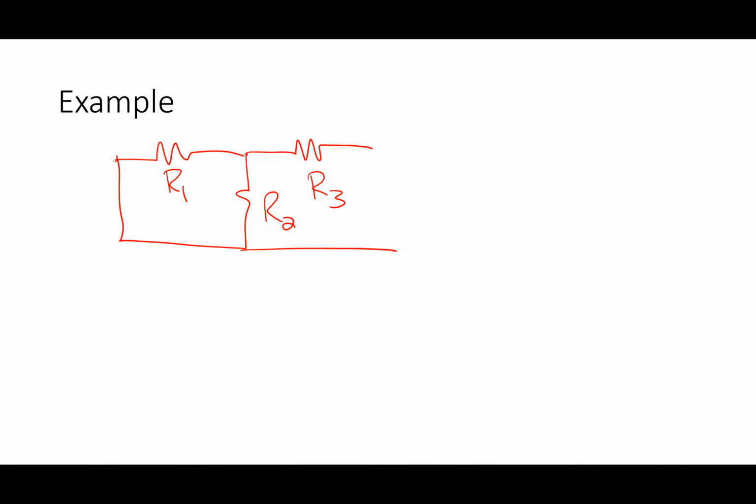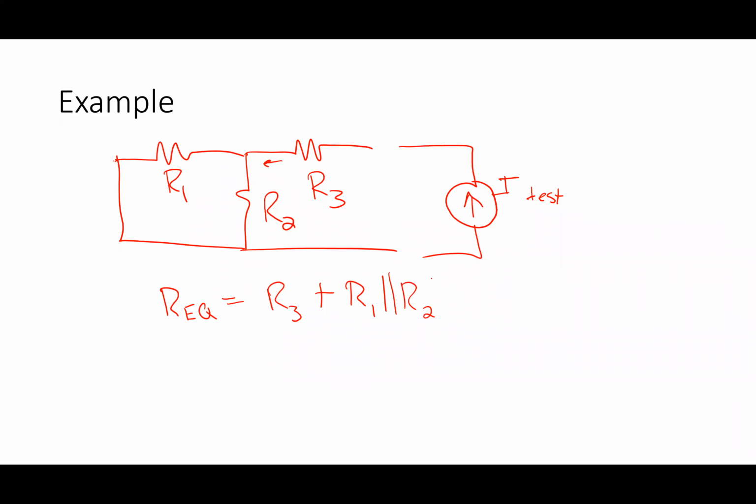Okay, if I'm looking at that circuit, the question I'm asking myself is, if I hooked up a source at the terminals, where would the current flow? Right, so when I look at that circuit on the left, I can see that R1 and R2 are in parallel with each other. The equivalent resistance I see looking into those terminals: the test current I test will flow into R3, then enter the parallel combination of R1 and R2, and then leave back out, okay?